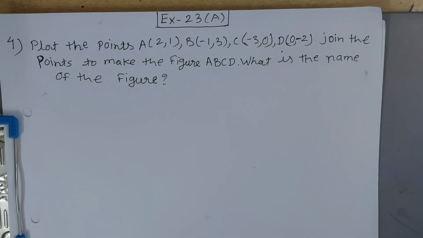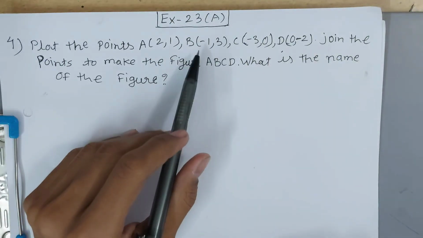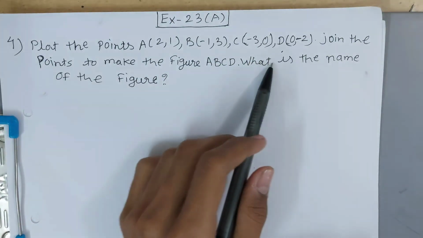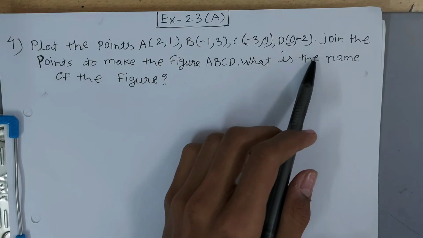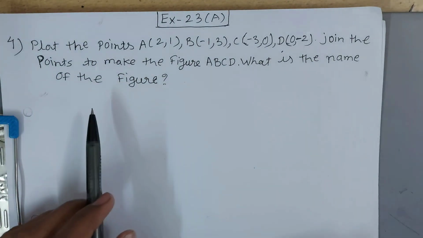In this video we are going to solve ICSE Mathematics Class 8 chapter number 23 Linear Graphs exercise 23a question 4. Plot the points A (2, 1), B (-1, 3), C (-3, 0) and D (0, -2). Join the points to make the figure ABCD. What is the name of the figure?